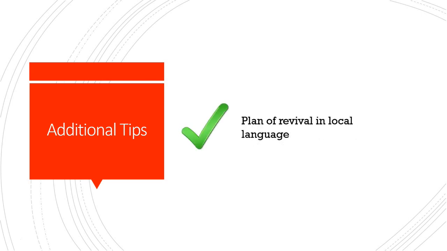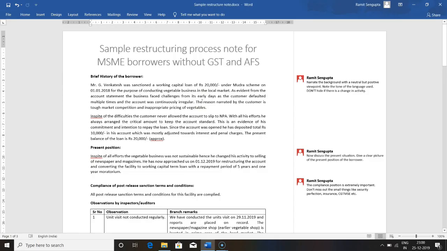Make the borrower or his representative write his plan of revival in the local language. Encourage the customers to fill up the application in the local language. Now friends, it comes down to one last thing, that is preparation of the process note of restructuring. You remember my example of the 20,000 rupees loan for the vegetable vendor? You have to restructure it in such a manner that the repayment period is stretched. No additional funding is involved, no reduction in rate of interest.